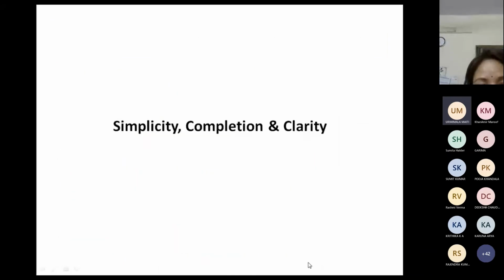So your PIS should be simple, it should be clear, it should be crystal clear. Everything that you intend to do should be crystal clear and should be written down appropriately, okay? And it should be complete in all respects.